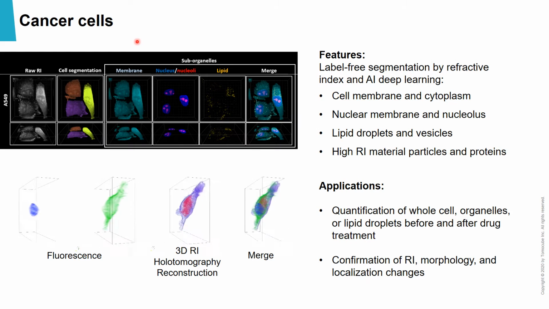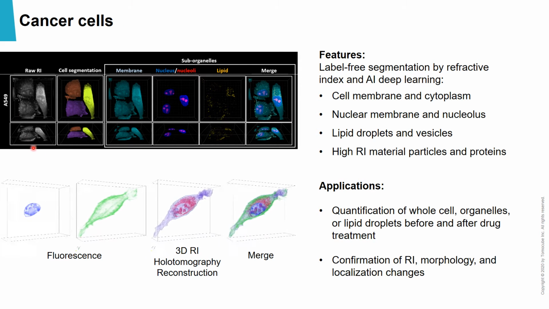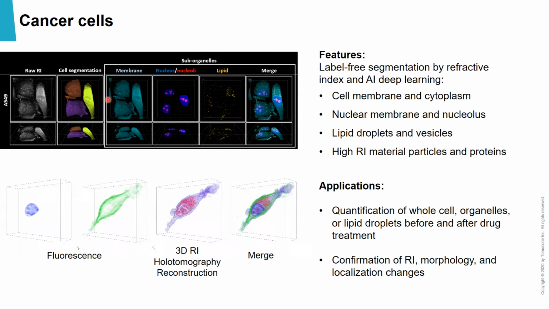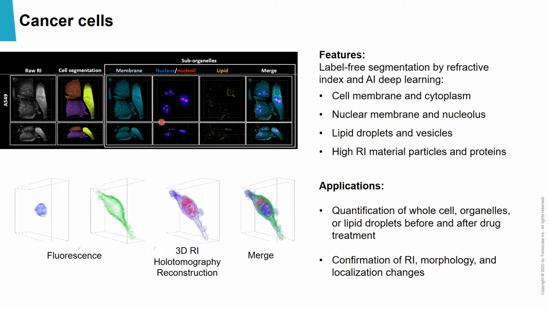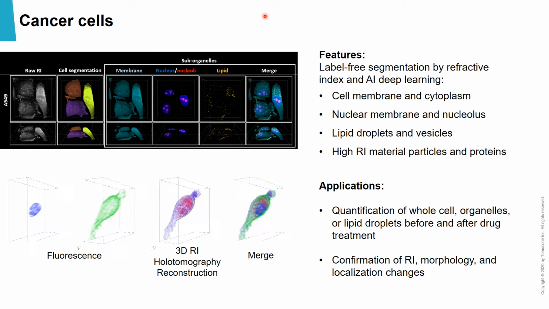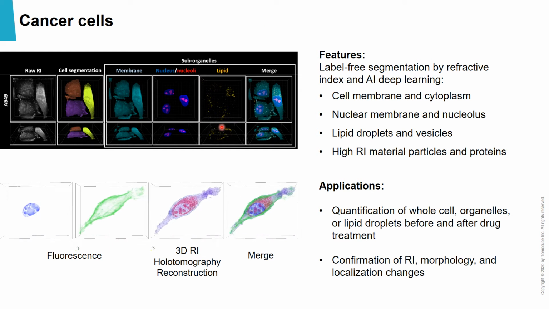In general, HT is well suited for most commercial cell lines, for example, cancer cells. Here we see an example of how our Tomocube's HT technology, in collaboration with our artificial intelligence team, can accurately segment cells and organelles based on not only refractive index, but also AI deep learning. We can then go on to quantify these cells and organelles and observe them in before and after drug treatment studies.